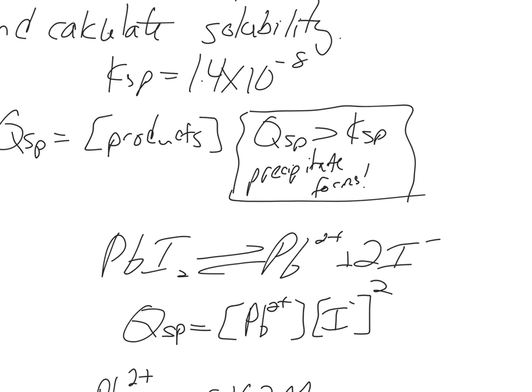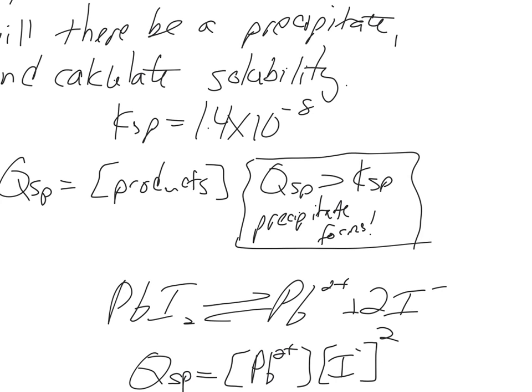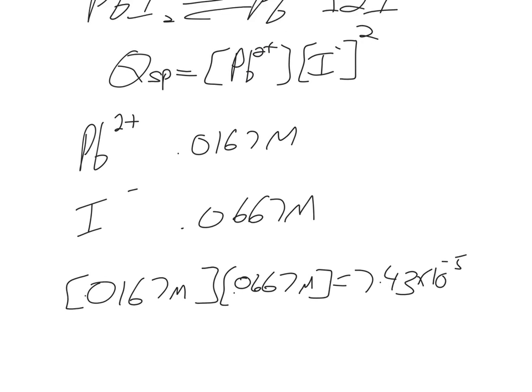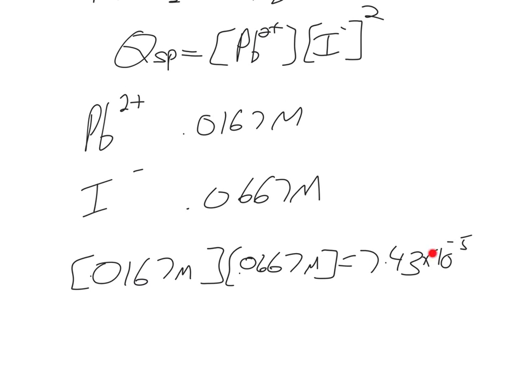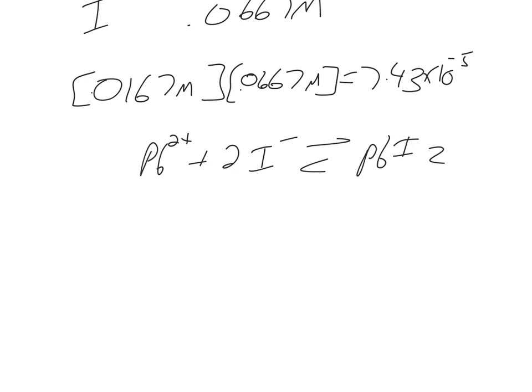Looking back at our K, we can see that the K is 1.4 times 10 to the negative 8, and our Qsp is 7.43 times 10 to the negative 5th. That is greater, so we do have a precipitate that will form. So now we move on to our stoich step.